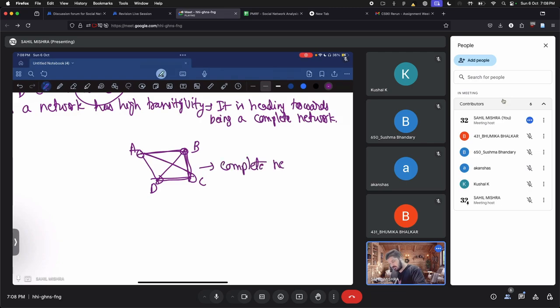Complete network. Okay. So this might be a question in the exam: the network which has high transitivity, what does it indicate about the network? A high transitive network indicates what property about the network? Okay, so it's very simple.